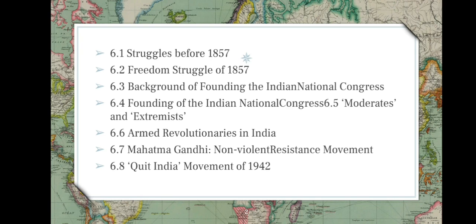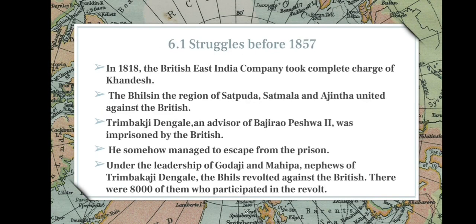First point, struggle before 1857. In this period, many revolts arose against the British government. We are going to study in detail one by one. In 1818, the British East India Company took complete charge of Khandesh. The Bhils in the region of Satpura, Satmala and Ajinta united against the British.